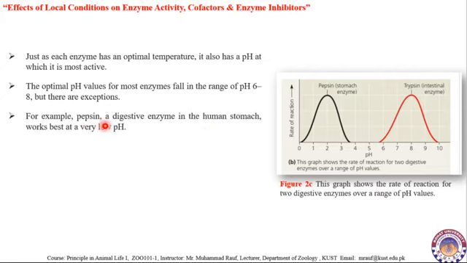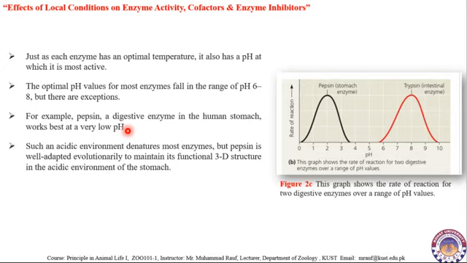For example, pepsin, a digestive enzyme in the human stomach, works best at a very low pH. Low pH means acidic pH. Such an acidic environment denatures most enzymes, but pepsin is well adapted evolutionarily to maintain its functional 3D structure in the acidic environment of the stomach.